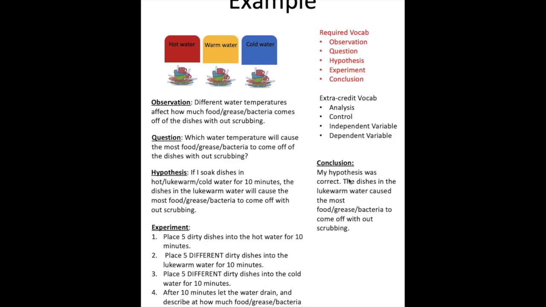Okay? My conclusion, you got 2 options for your conclusion. Either you are correct in your guess, and then you explain why you were correct, or you were incorrect, and guess what? That's okay. I was incorrect, and then you explain which one worked. The hot water worked the best. All right? It's okay if you're wrong. You don't need to start over, guys. If you're wrong, that's totally fine. All right? Now, there's an example.